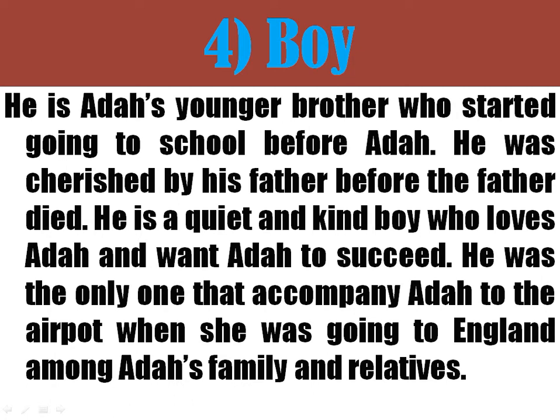We have Boy. He is Ada's younger brother, who started going to school before Ada. Even on the day Ada was going to the United Kingdom, Boy also came around. But Ada's family was not so comfortable with Ada because Ada married, or gave herself out for marriage. So all the expenses that Francis was supposed to do for Ada's marriage were not done. So it was only Boy that was so close to Ada.